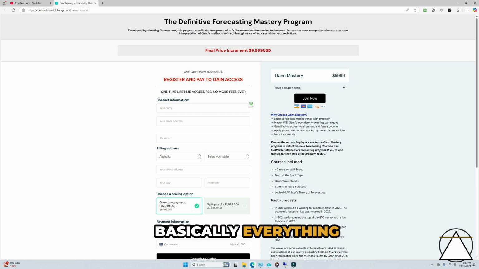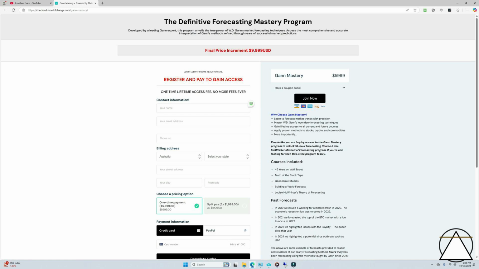However, basically everything that I'm learning is a one-time fee, and that is the Gann Mastery Program. Okay, it is the definitive forecasting mastery program. You're not going to get anything like this. I guarantee that. Now, some of the courses are extremely long, and I'll go over what the courses included are, and other ones can be a bit shorter, okay? But the overarching theme is that we're looking at the Gann method of forecasting.